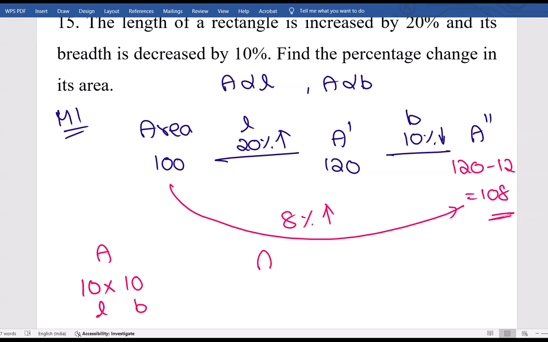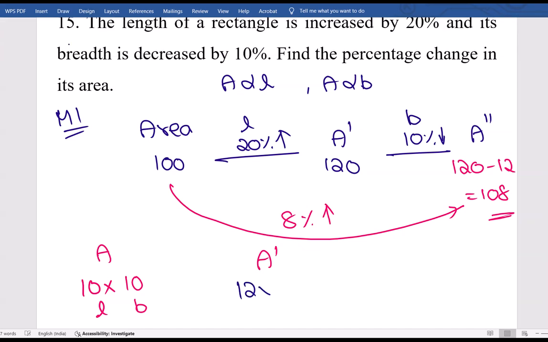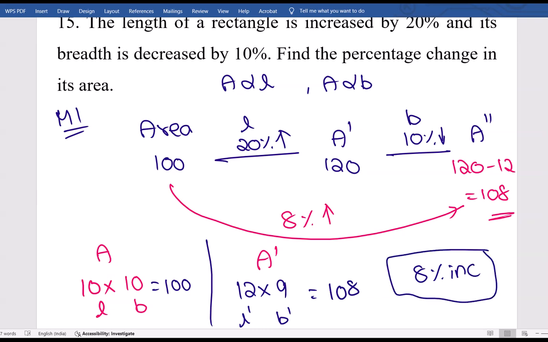What about the new area? Length increased by 20%, so 10 becomes 12. Breadth decreased by 10% means 9. It will become 108. Now 100 becomes 108, that's it. If you apply directly, also no problem. 8% increase.